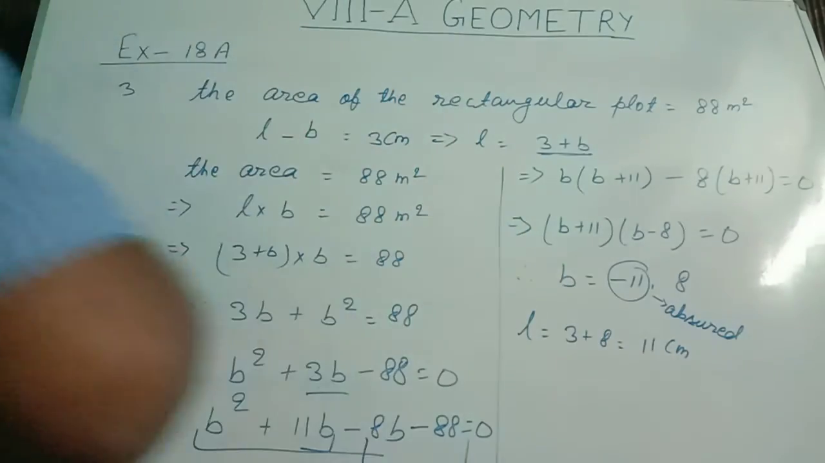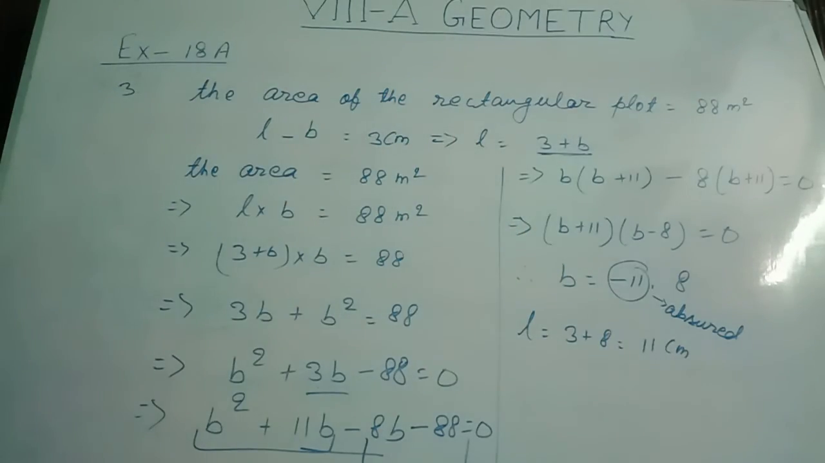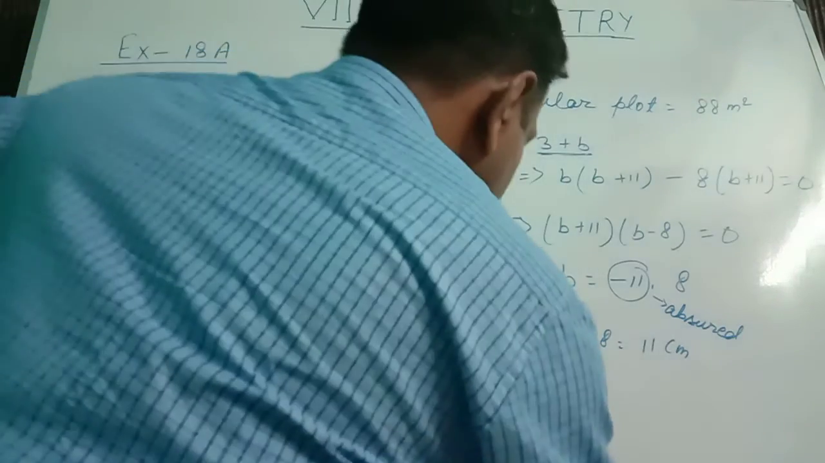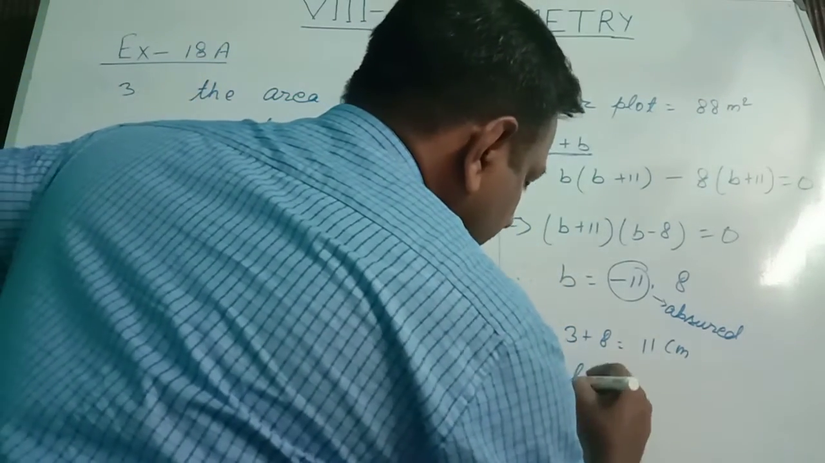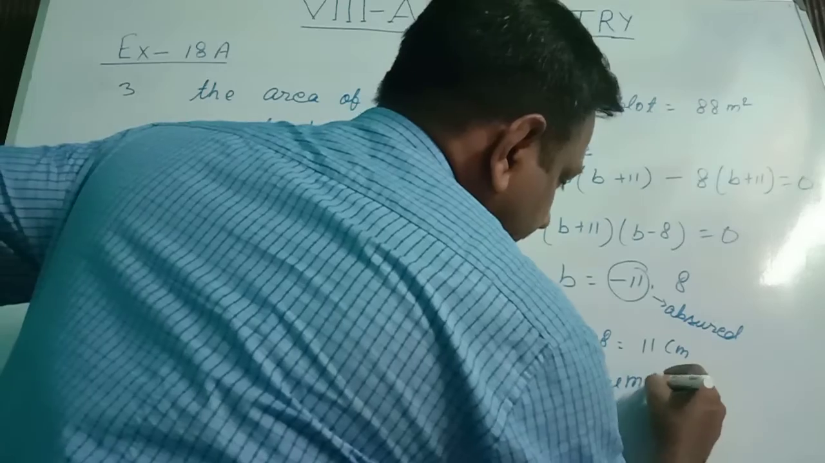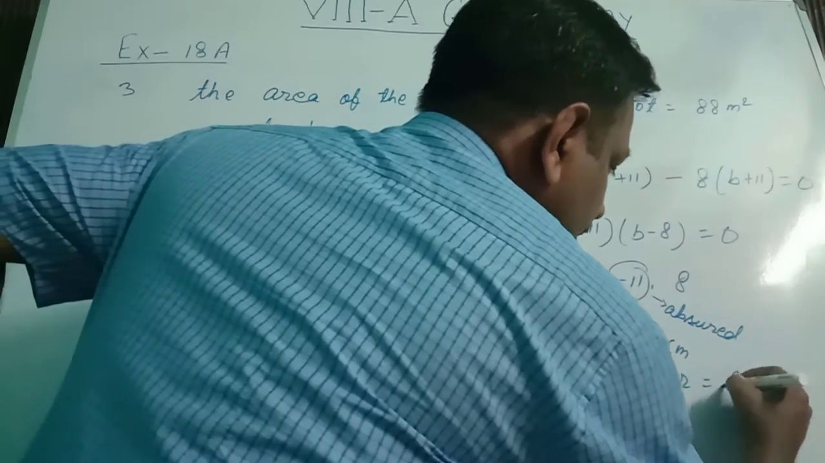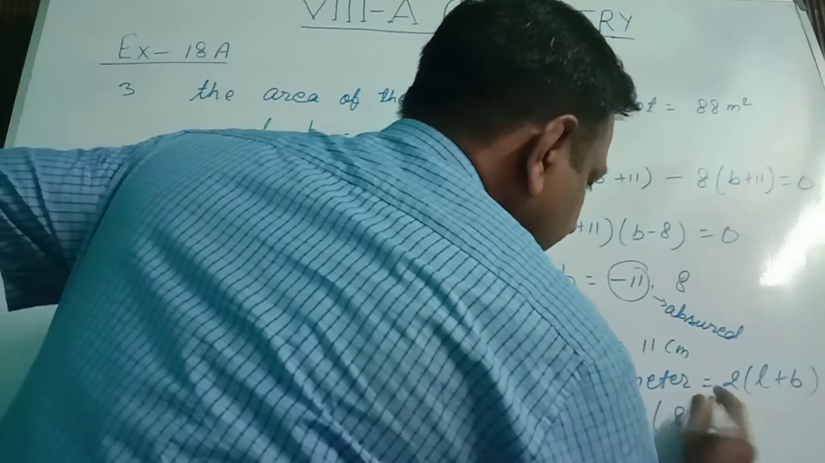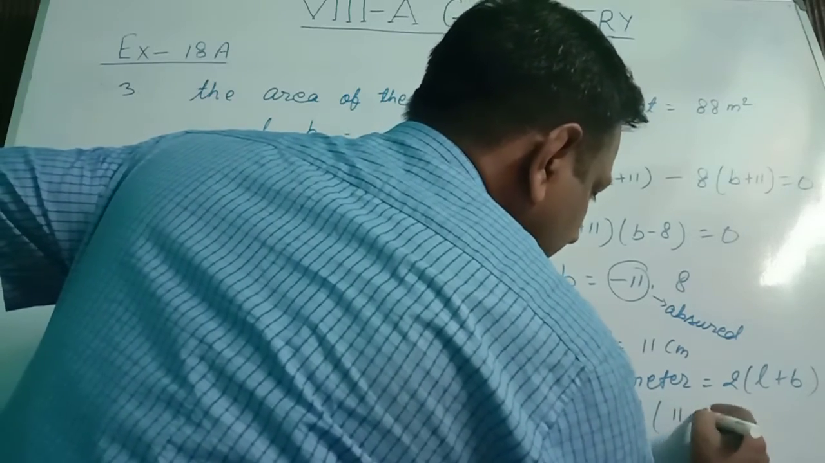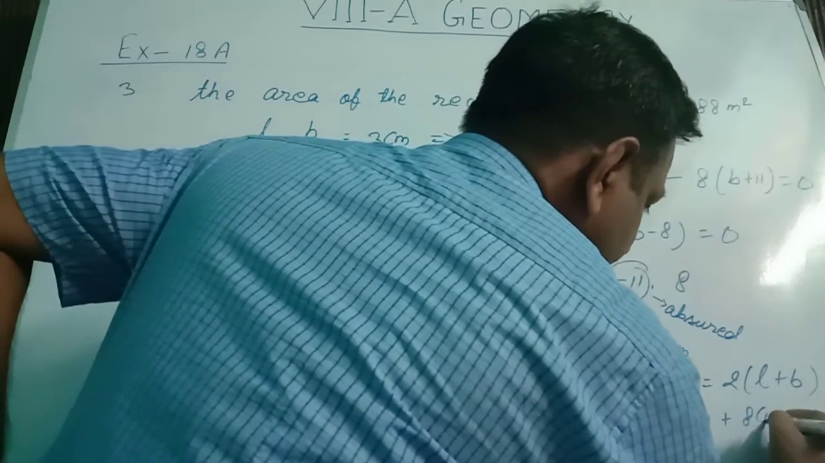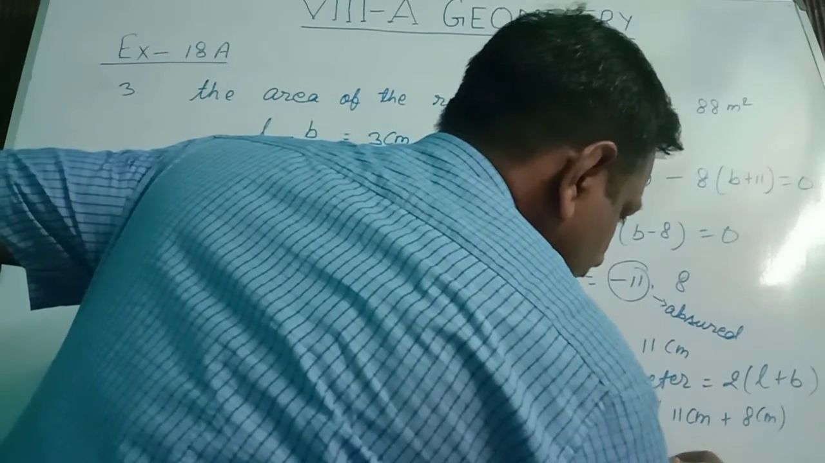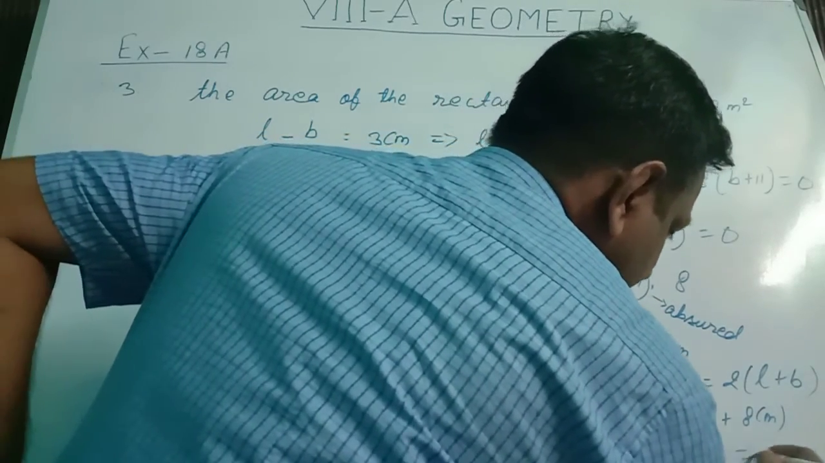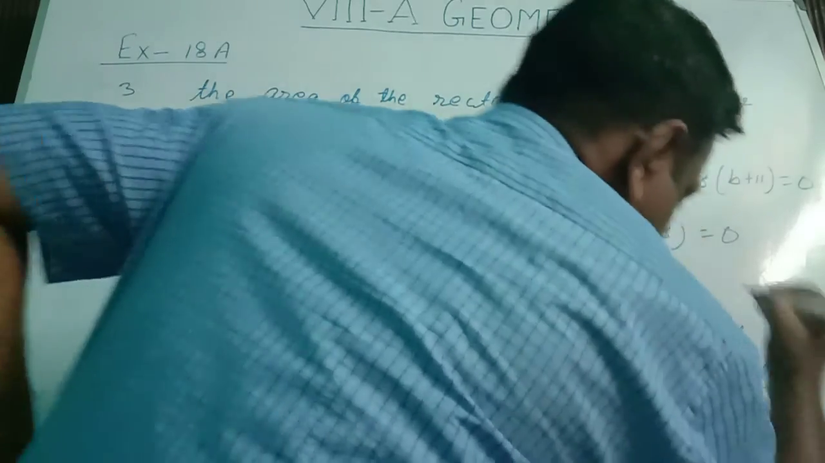Now we are asked to find its perimeter. So the perimeter is equal to 2 into length plus breadth, that is 2 into 11 centimeter plus 8 centimeter. So 2 into 19 centimeter equals 38 centimeter. This became the perimeter.